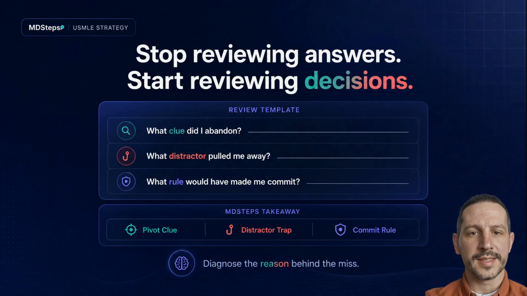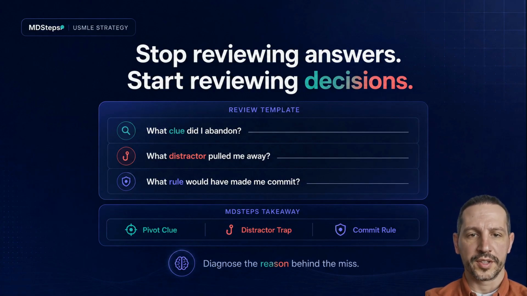Change only when the stem gives you a concrete reason: a missed detail, a contradiction, a better fitting pattern, a clue you genuinely overlooked. Otherwise, trust the answer that best matches the full clinical picture. Because right to wrong changes are usually not a knowledge problem. They are a commitment problem. You saw the right pattern, you just did not have a strong enough rule to defend it.